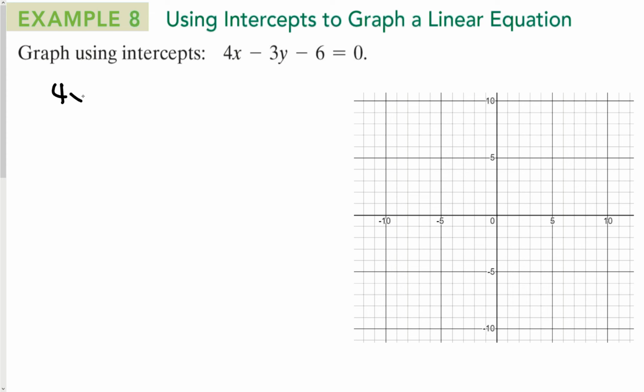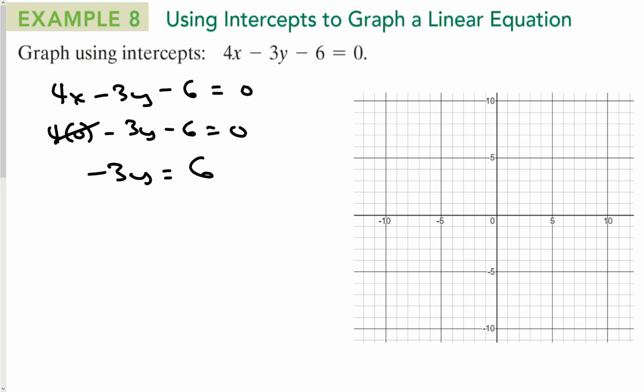Okay, so here's my equation: 4x minus 3y minus 6 is equal to 0. Plug 0 in for x, and then we'll plug 0 in for y. So let's find the y-intercept first. I'm going to plug a 0 in for x. That cancels. Negative 3y is equal to a positive 6. So y is equal to negative 2. So that gives me a coordinate of 0, negative 2. That's right there.